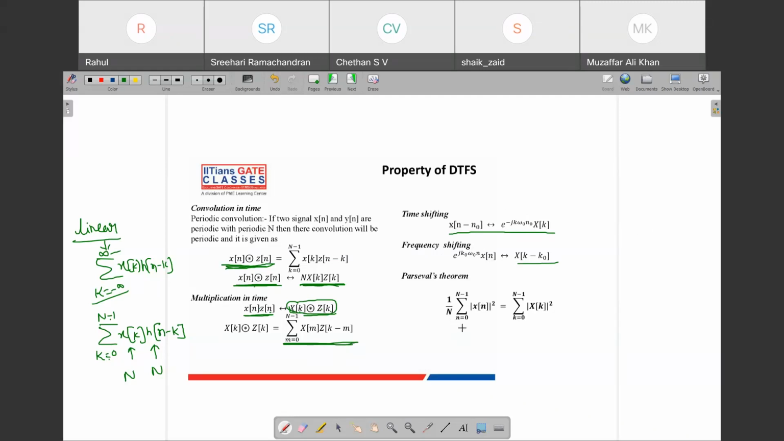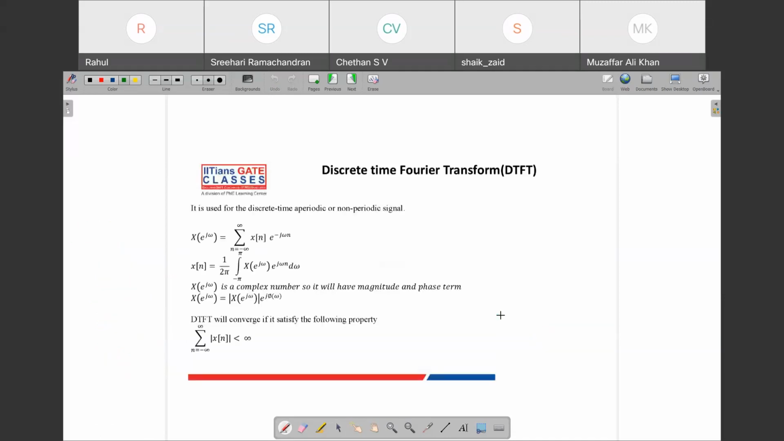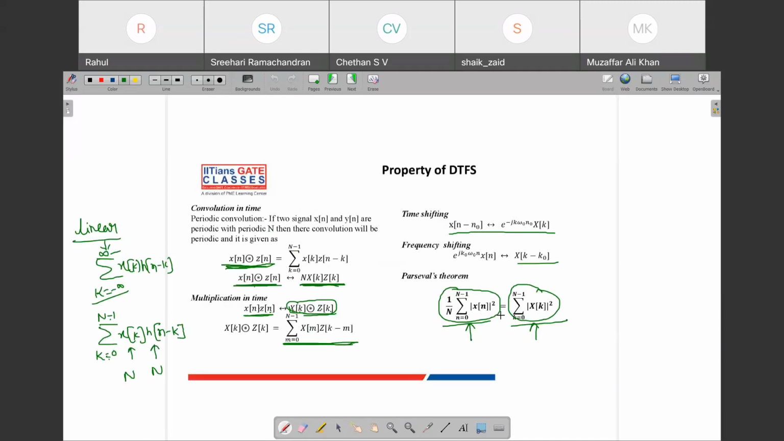Next is Parseval's theorem. According to this theorem, the power in the time domain will be the same as the power in the k domain. This is the power we calculate for the periodic signal. If you remember from the beginning of the class, this is the power of the periodic signal, and this is the power of the periodic signal in the k domain, and these two will be the same according to Parseval's theorem. Let me go to the next slide. So that is all about the DTFS, the discrete time Fourier series.